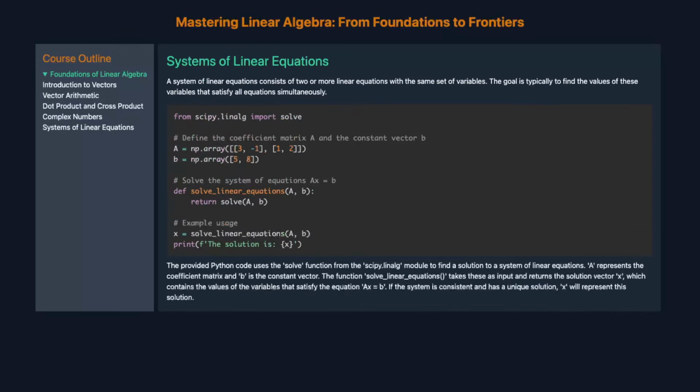Systems of linear equations. A system of linear equations consists of two or more linear equations with the same set of variables. The goal is typically to find the values of these variables that satisfy all equations simultaneously.